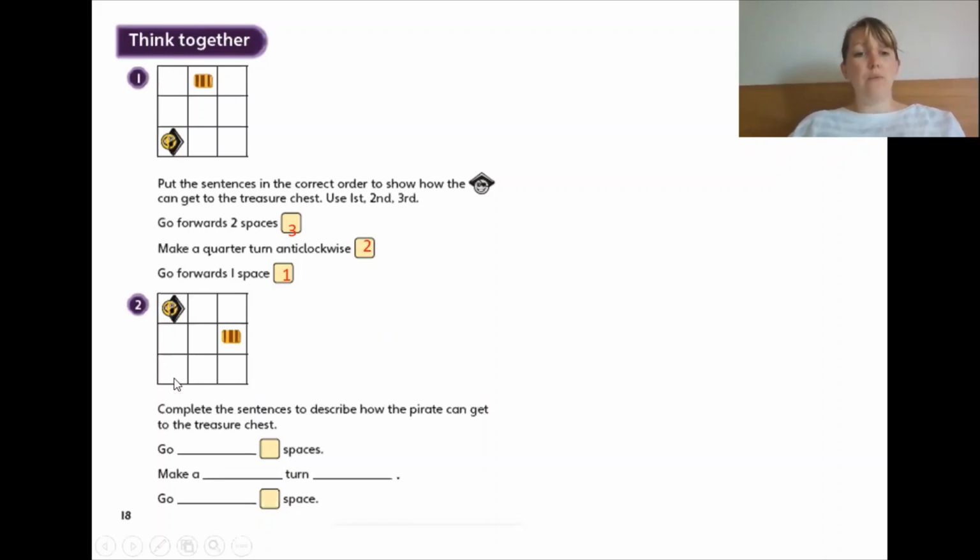Could you have a go with question 2 at completing the sentences to describe how the pirate can get to the treasure chest? Use these sentences to help scaffold what you want to say. So you've got to fill in the blank spaces on these sentences to get the pirate to the treasure.